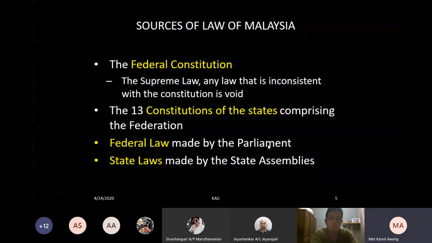Then the fourth one, we have state laws, which are the laws enacted in state assemblies by each state. These laws normally are Islamic laws, Sharia laws. The state laws are called enactment. It's actually different from one state to another. They are not exactly the same. So these are the four sources of laws in Malaysia.